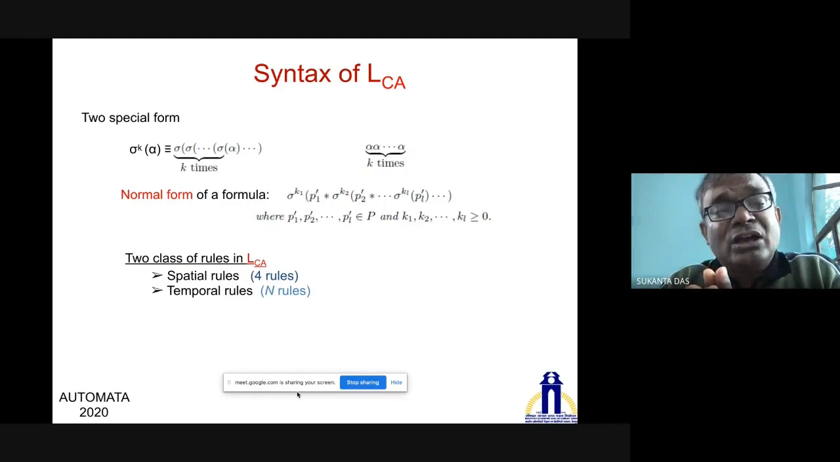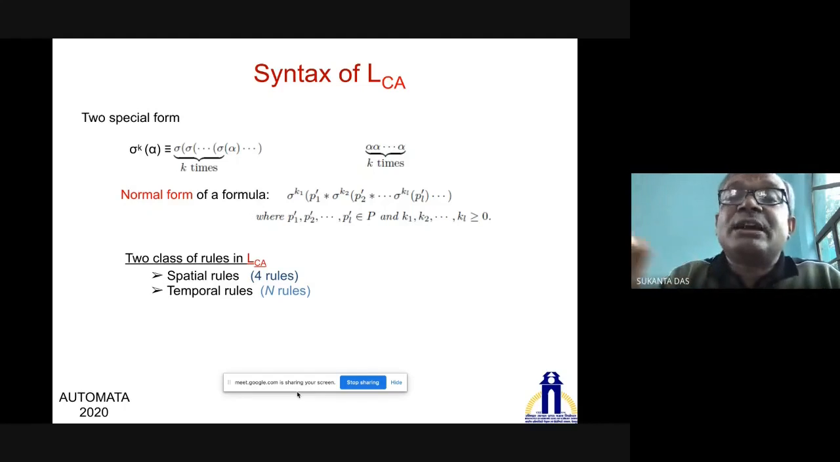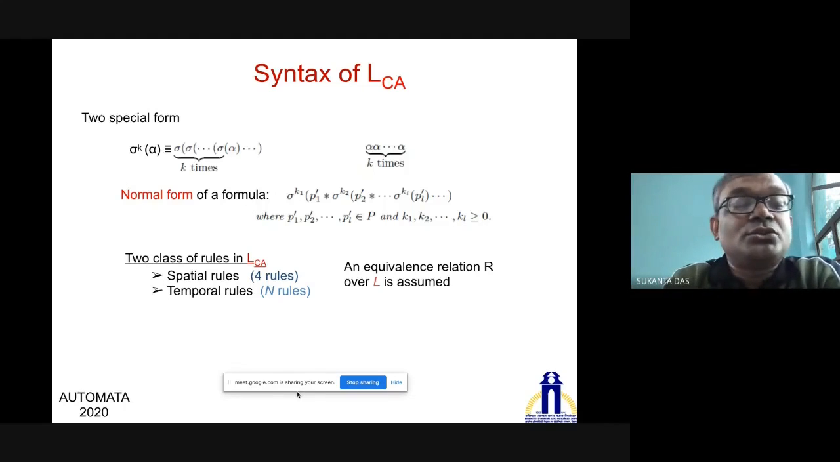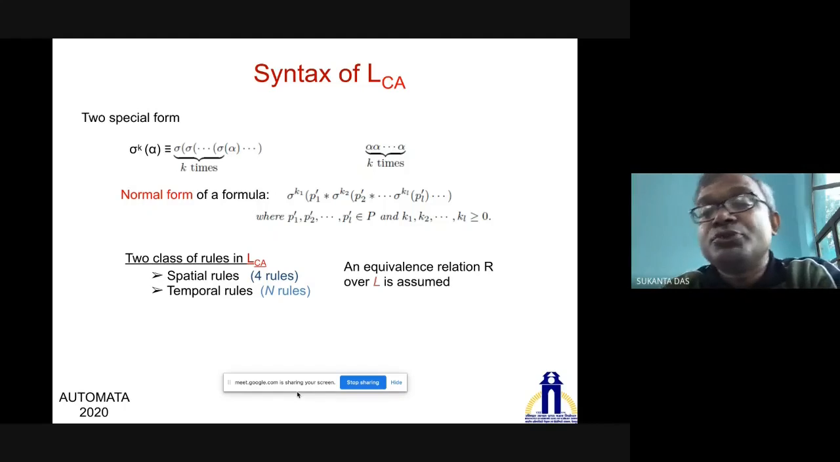So, as I've said, we shall use natural deduction, and for natural deduction, we need to define some rules. We have two sets of rules. One is spatial rules. In our logic, there are four spatial rules and temporal rules. There are N, capital N, temporal rules. This N is actually the number of atomic WFFs, atomic formulas in our logic. Apart from that, we need an equivalence relation R over L. This equivalence relation R is required to define these rules. So we shall come to this R later.